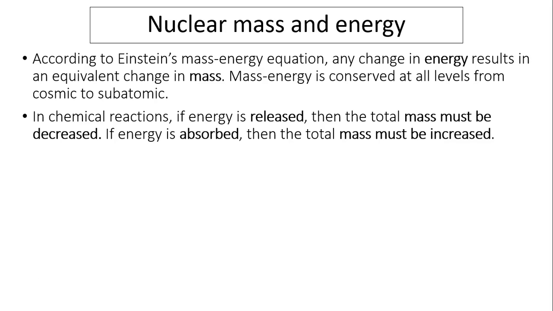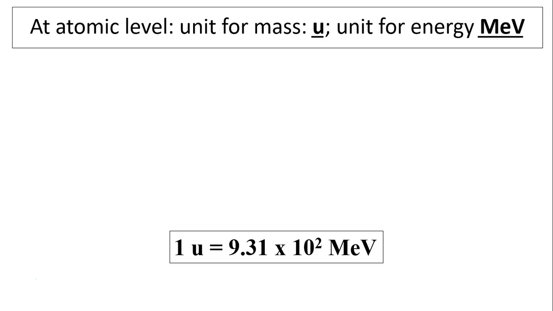Nuclear mass and energy. According to Einstein's mass-energy equation, any change in energy results in an equivalent change in mass. Mass-energy is conserved at all levels, from cosmic to subatomic. In chemical reactions, if energy is released, then the total mass must decrease. If energy is absorbed, then the total mass must increase.